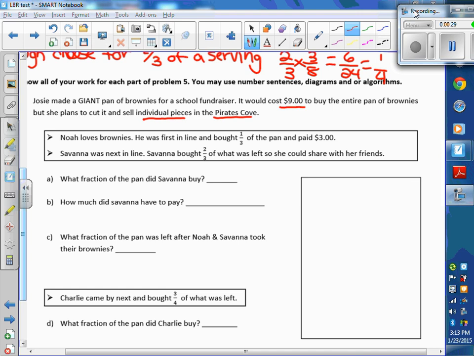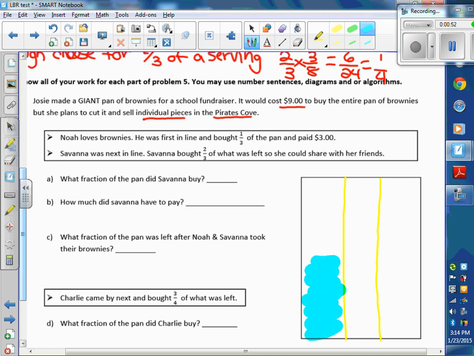So Noah loves brownies. He was first in line and bought a third of the pan. So I'm going to divide the pan into thirds. It's a sketch, so it's not perfect, but it's pretty good. Then I'm going to shade Noah's portion. So here's Noah's portion, and I'm going to put his name there so I can keep track of my work. Let's change colors. That's hard to read.